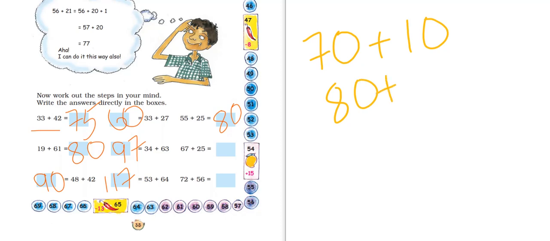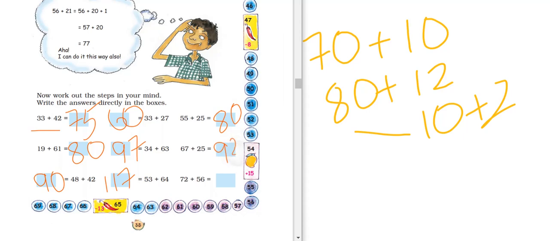And then let's add up the ones. You have 7 ones in the first number and 5 ones in the second number, which is a total of 12 ones. So 12 ones is 1 ten and 2 ones. So you have a total of 9 tens and 2, 92.